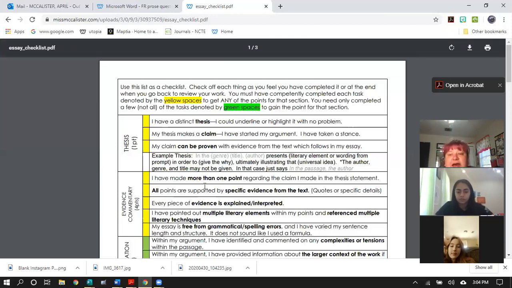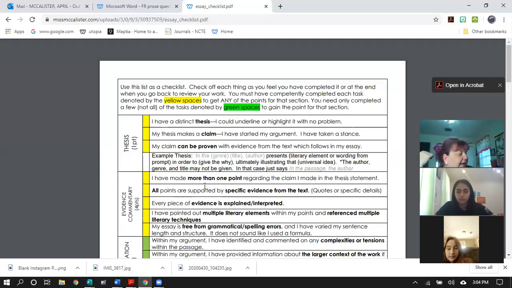And so there's a couple of things. You have to have more than one point. Like we were looking at that one about Their Eyes Were Watching God. You can't just say that Janie had a complex relationship with her husband because he beat her. That's not enough. There has to be more. You have to give several different instances. You know what I mean? It can't just be one compelling instance.